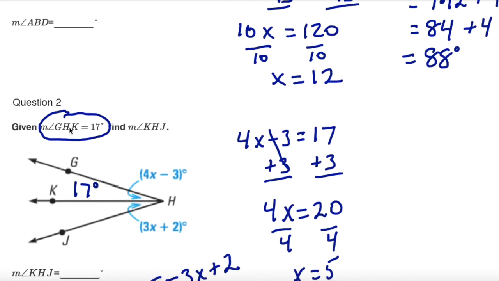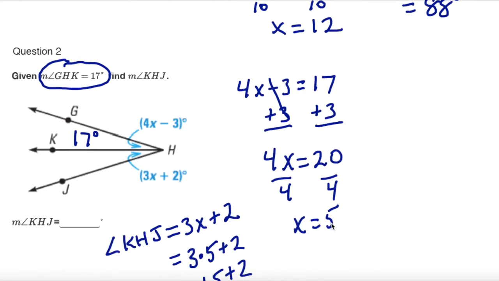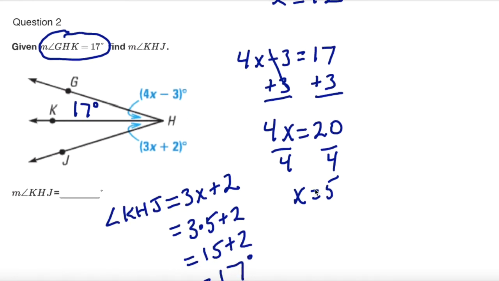Question 2, angle GHK is 17, but it's also an algebra expression 4x minus 3. So I set 4x minus 3 equal to 17 in order to solve for x. And once I get x equals 5, I take the 5 and plug it into the other expression because they want angle KHJ.